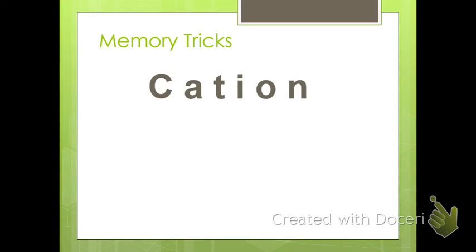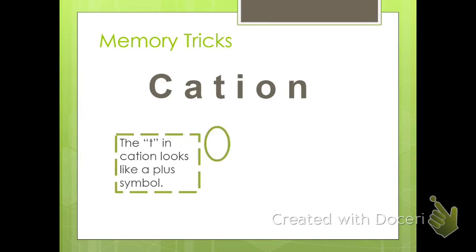Okay, so here are 2 memory tricks for each one. 2 memory tricks for cation, 2 memory tricks for anion. And I want you to pick the one that resonates with you the most. So the first one is always going to be the sensible one, the smart one, the one that uses the letters. So if we look at the word cation, it's a positively charged ion. And that T in the center kind of looks like a plus symbol.